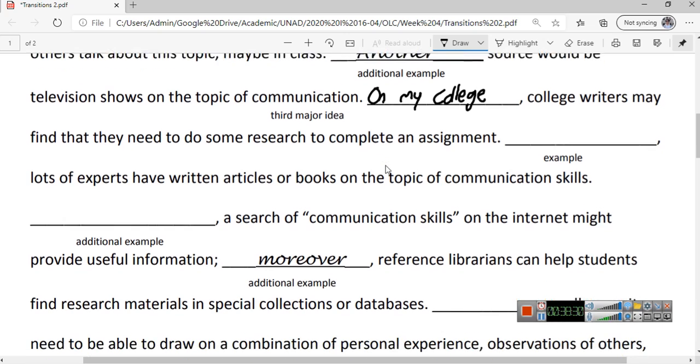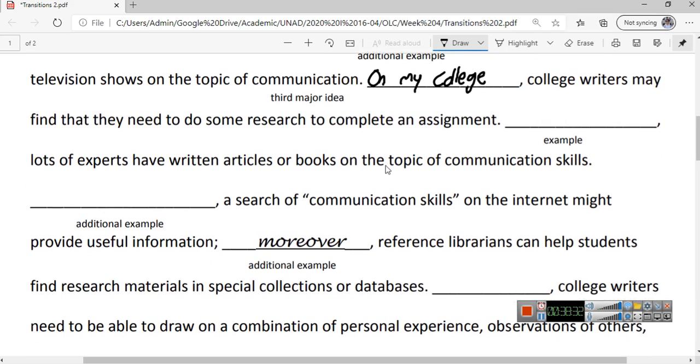Now, another example. Lots of experts have written articles or books on the topic of communication skills. Viviana, help me with this one. How would you give that example?